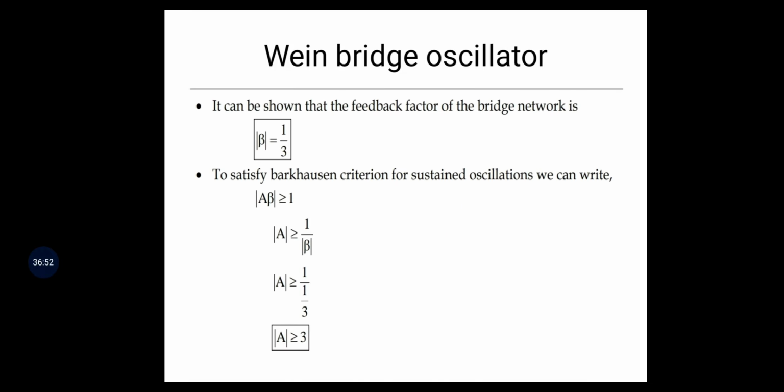So these are the conditions required for producing the desired frequency of oscillations. What are the conditions here? Beta, gain, greater than.